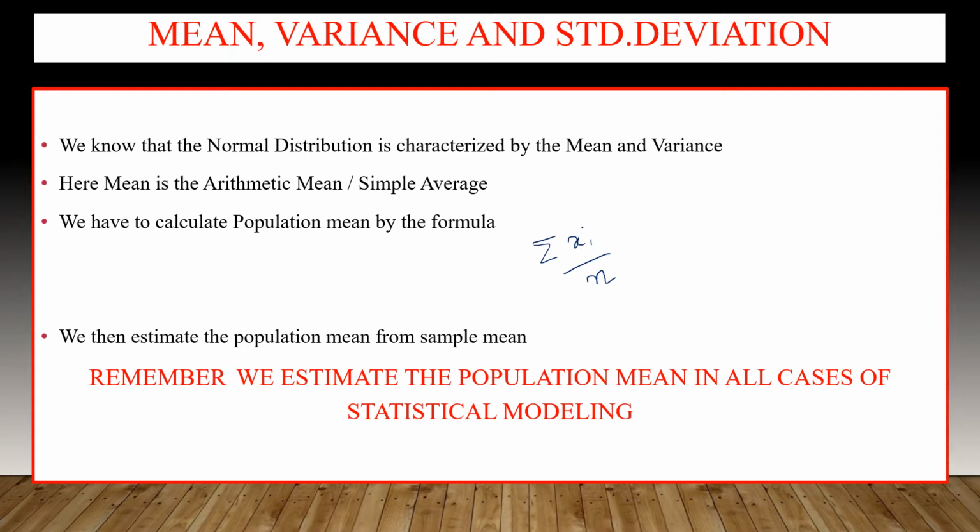Now what we should remember here is that we do not know the population mean, right? We have an idea about the population mean, and what we do is that we estimate the population mean from the sample mean. We should always remember this, which is given by x bar. So we are estimating the population mean with the help of the sample mean.